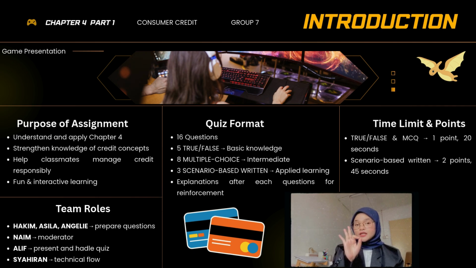These questions are divided into 3 categories. First one is true-false for basic knowledge. Second one is multiple choice for intermediate understanding. Last one is scenario-based questions written for applied learning. Each question comes with its own time limit and point value. For example, true-false and multiple choice questions are 1 point in a 20 seconds limit, while written scenario questions are 2 points in 45 seconds to answer. What makes it even more useful is that we included an explanation after every answer so participants can learn immediately.